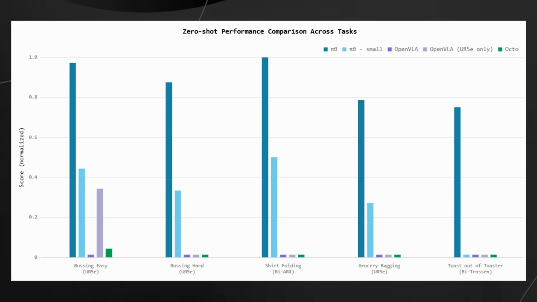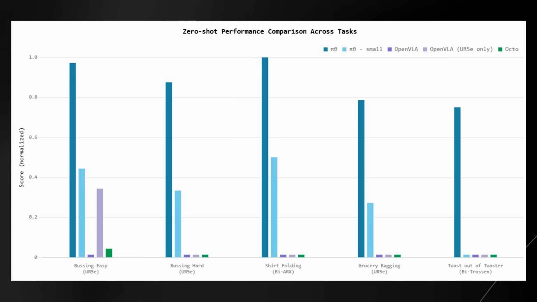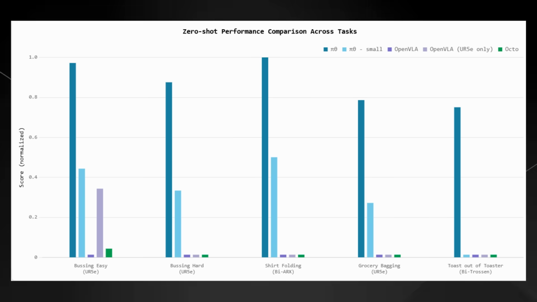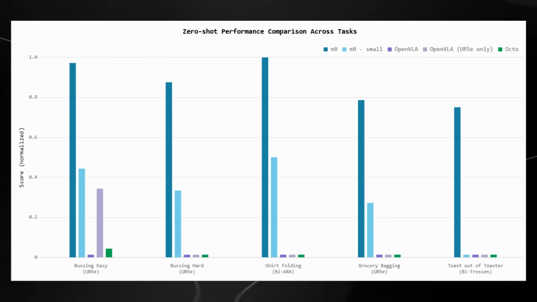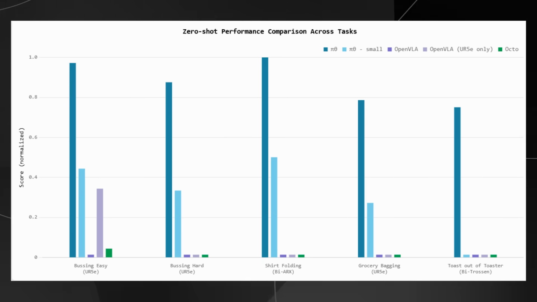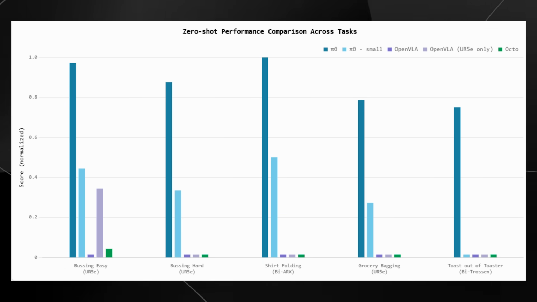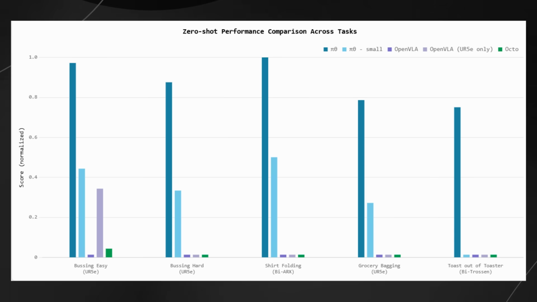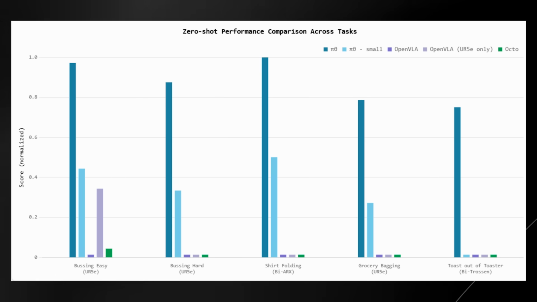So although OpenVLA and Octo can attain non-zero performance on the easiest of tasks, Pi Zero is by far the best performing model across all of the tasks, and the small version of Pi Zero attains the second best performance. But there is more than a 2x improvement in performance from using the full sized architecture with VLM pre-training. Now, they also state where they go from here.